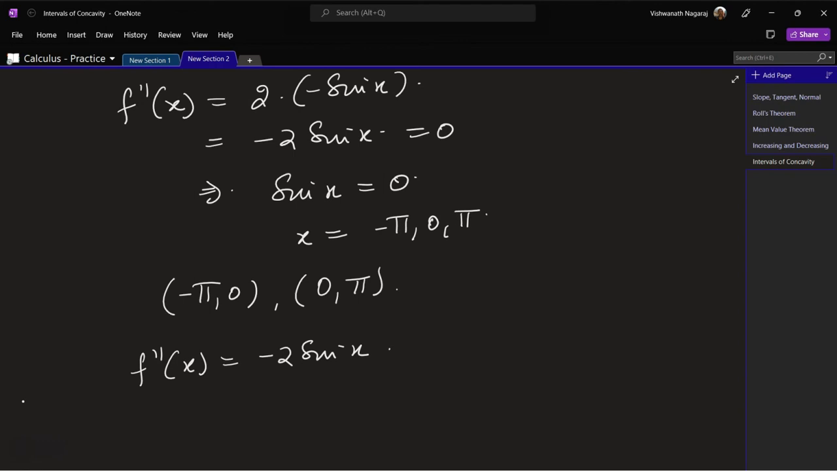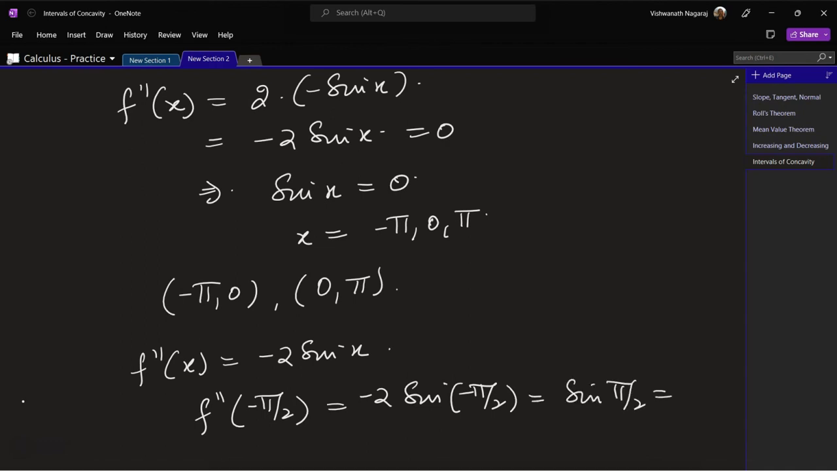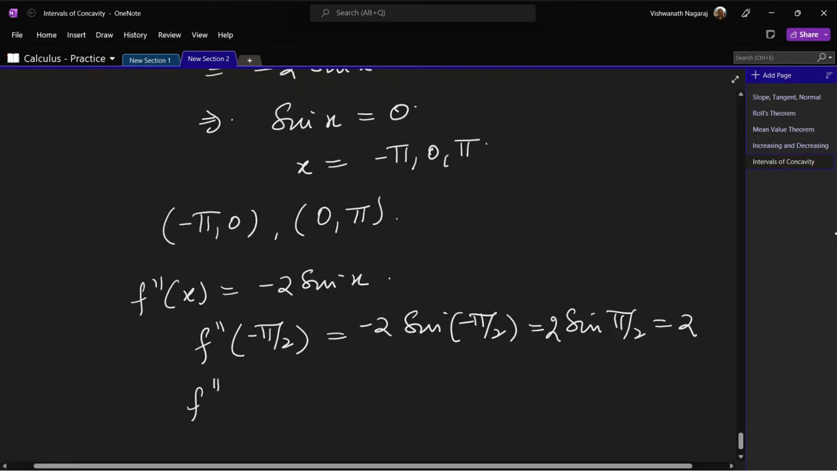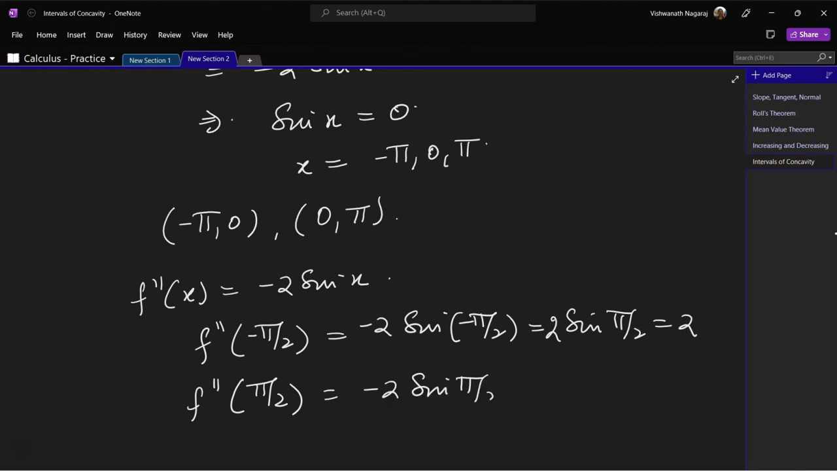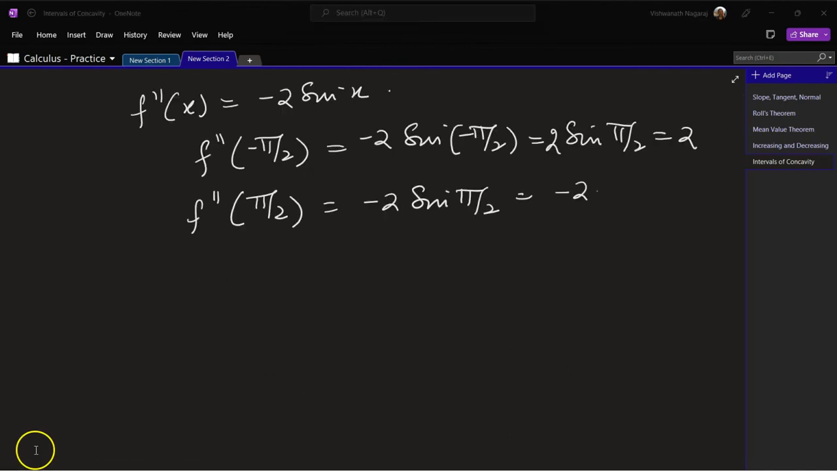So let's pick some values. Let's say f double prime of minus pi by 2. This is going to be minus 2 sine of minus pi by 2, which is going to be 2 sine pi by 2, and sine pi by 2 is 1, so 2 times 1. Now let's take f double prime of pi by 2, which is equal to minus 2 sine pi by 2, which is minus 2 times 1, which is minus 2. So this is going to be concave up, and this is going to be concave down.